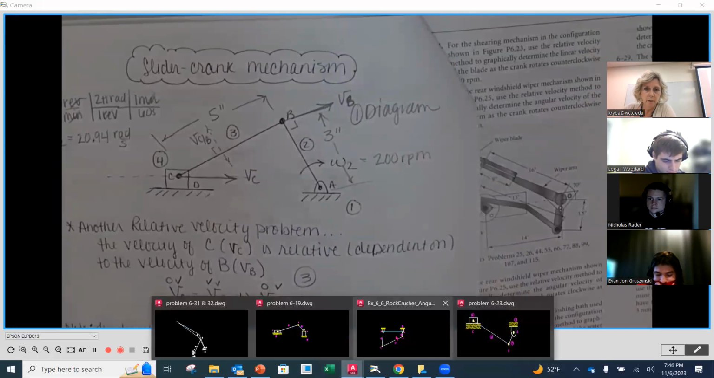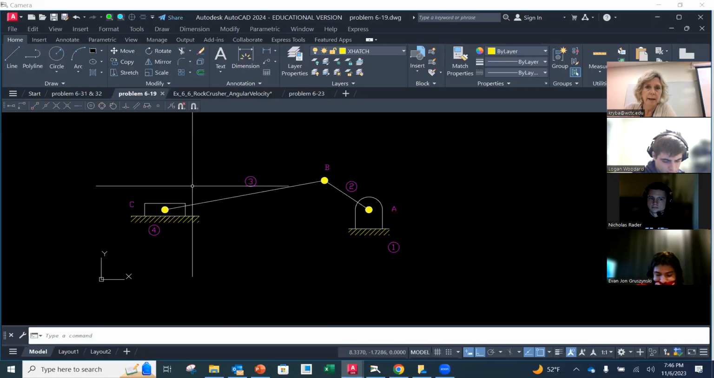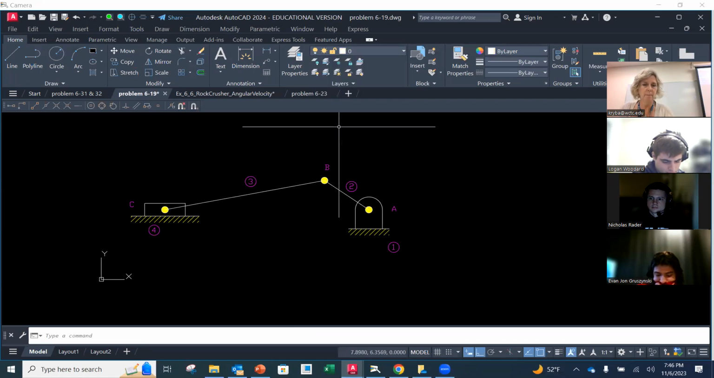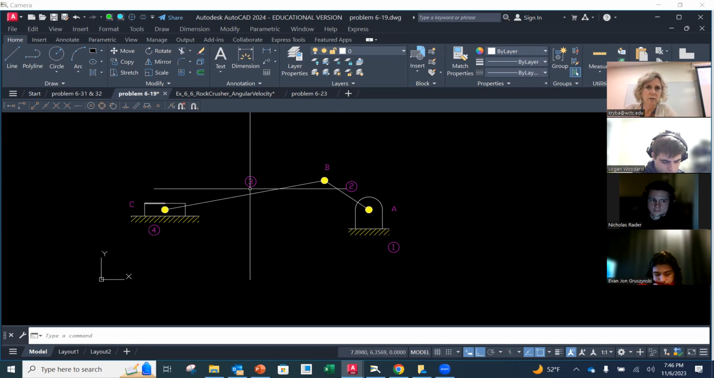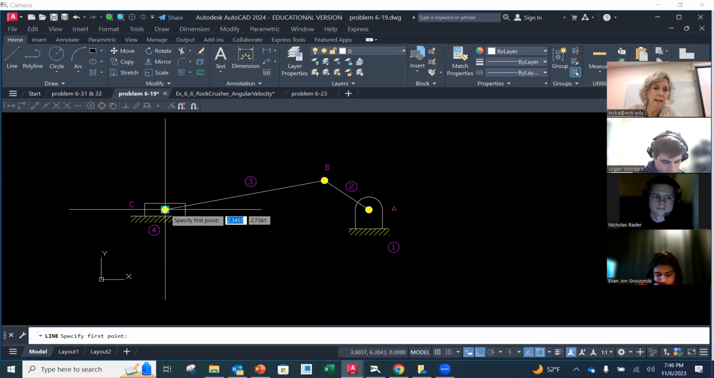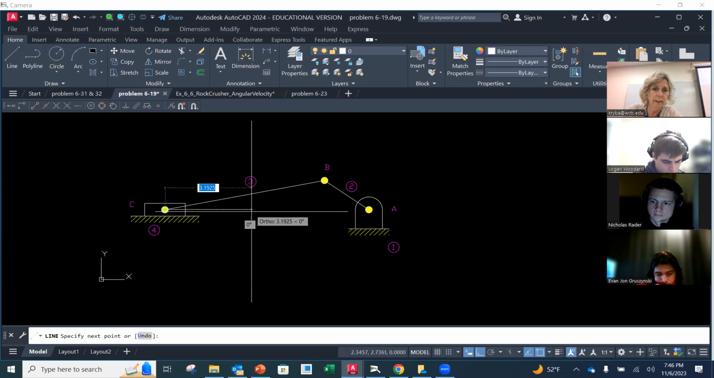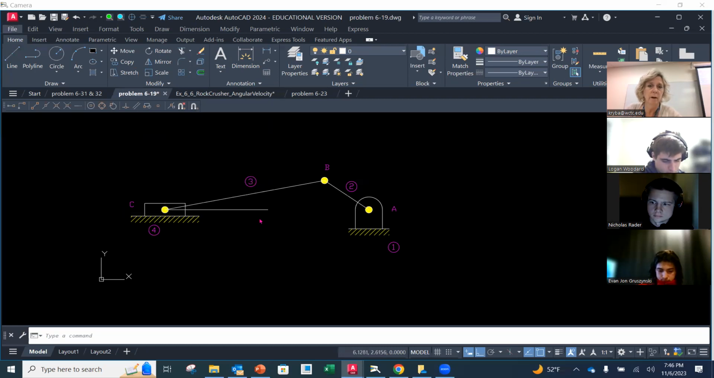So I'm going to go back to AutoCAD. I'm going to change my layer, maybe to 0 is fine. I'm going to add my line of action for C first, and I'm just going to draw a line. It's going to go through that point and it's going to be horizontal. I'm not going to add any arrowheads here. It's just the line of action for velocity of C, which is going to be horizontal. Okay. So I just added a horizontal line through point C here.